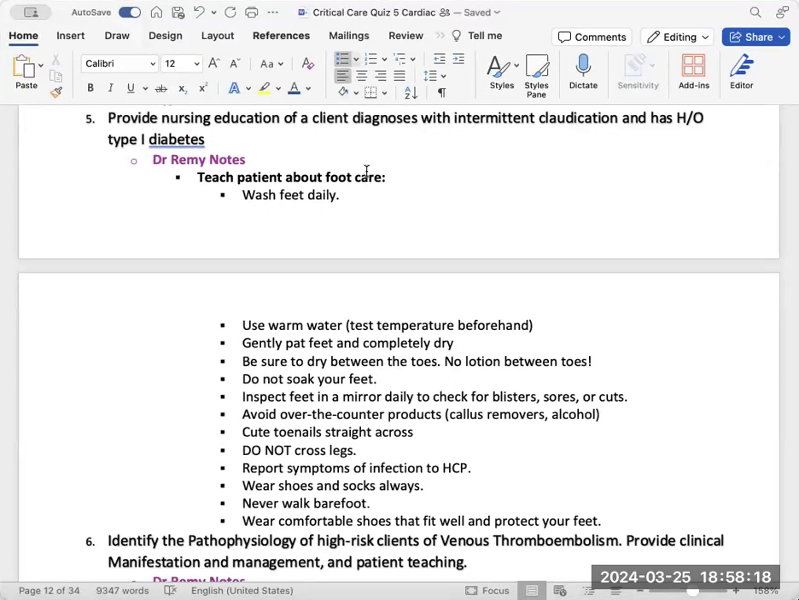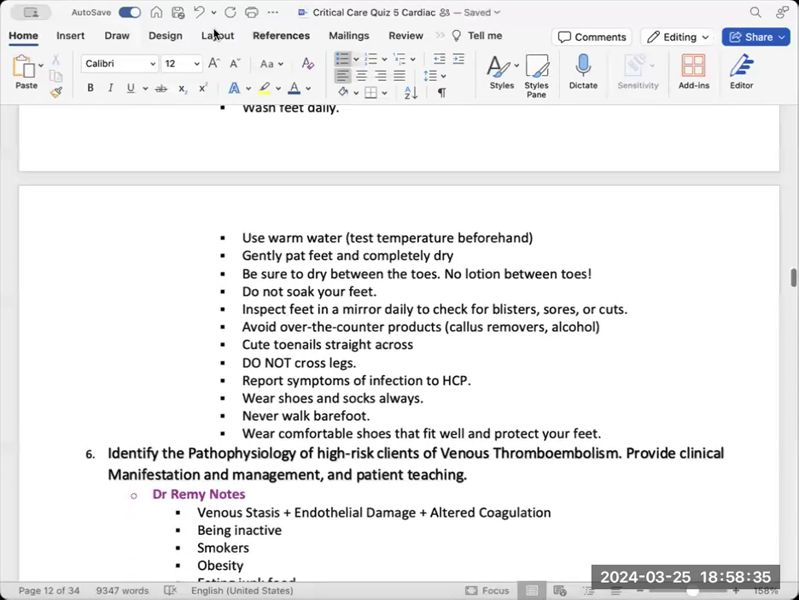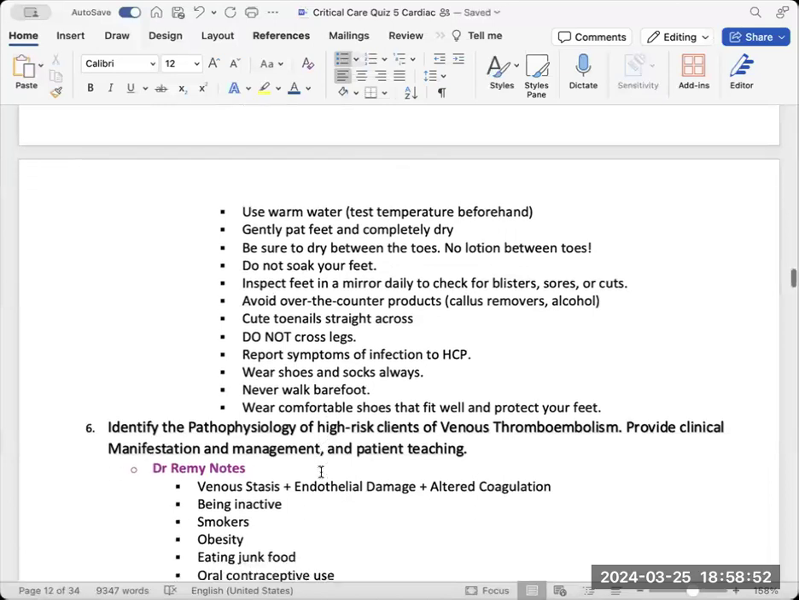They need to inspect their feet daily with a mirror so they can see if they have any cuts, blisters, or redness, because diabetics suffer from neuropathy, a problem with feeling sensation. So they could have cuts or blisters on their feet and not know. We also want to make sure that if they cut their toenails, it's straight across. We don't want them to cross the legs, and we never want them to walk outside barefoot. They should always have something covering their feet. They should have shoes and socks. They should never walk around barefoot, and should have comfortable shoes to walk in.